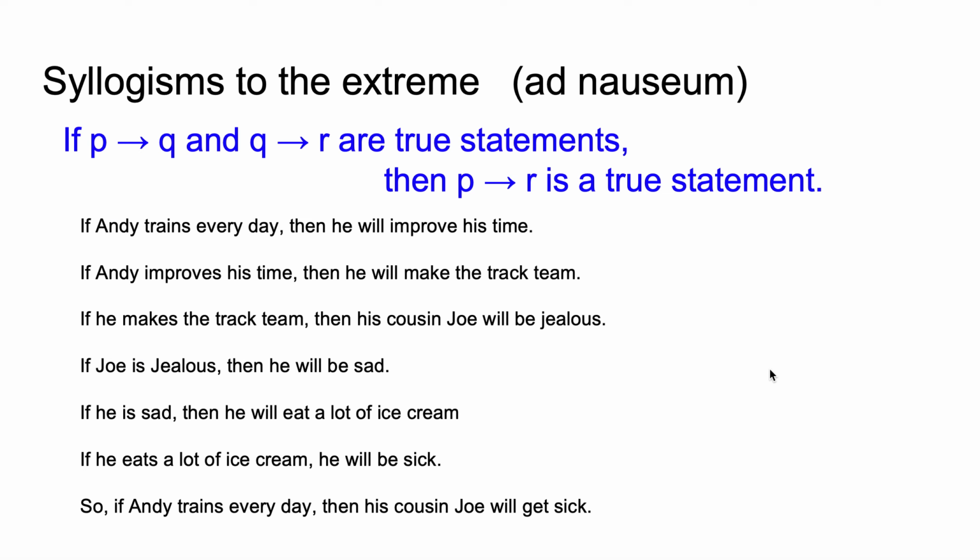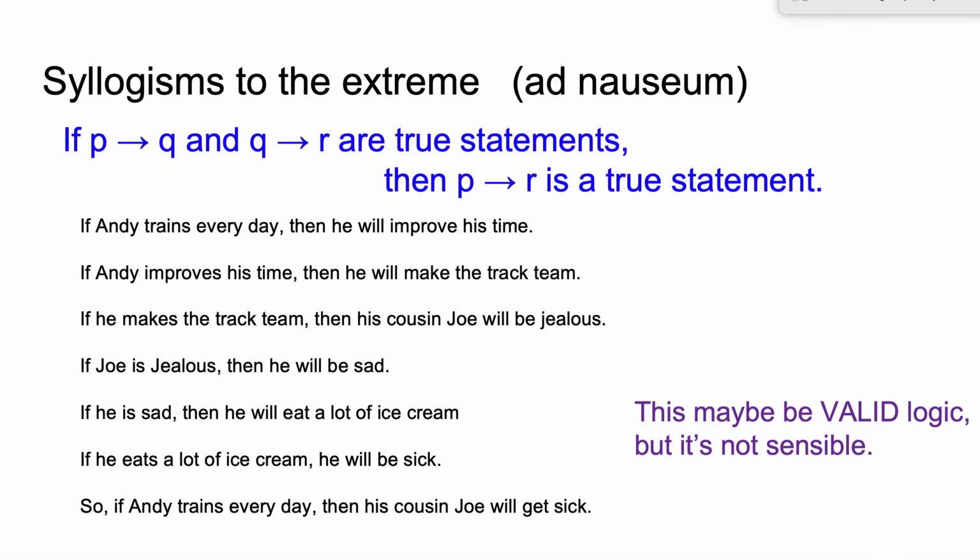Lastly, people can take this to the extreme. If Andy trains every day, he'll improve his time. If he improves his time, he'll make a track team. If he makes a track team, cousin Joe will be jealous. If Joe is jealous, he'll be sad. If he's sad, he'll eat ice cream. If he eats ice cream, he'll get sick. So if Andy trains every day, Joe will get sick. Well, yeah, that's valid logic, but it's not really sensible. It's a logical fallacy ad nauseum, just taking it to the extreme.